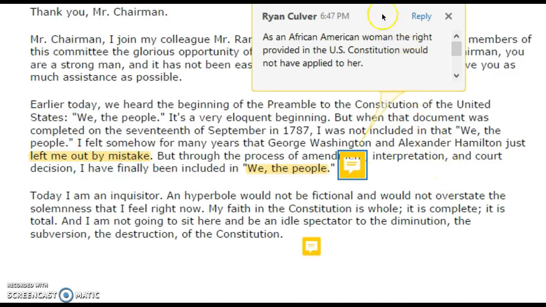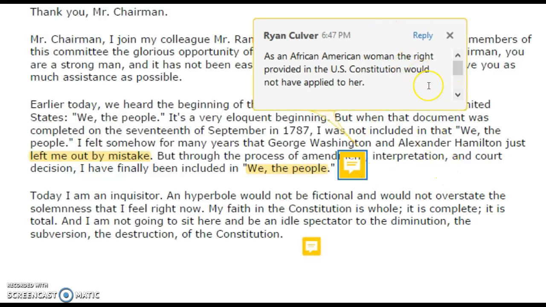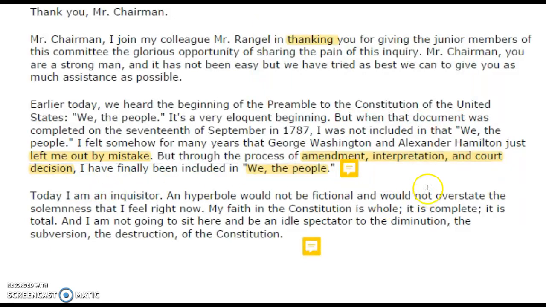And so maybe she is an African American woman. This is something that, even though back when the Constitution was originally written, the rights weren't really designed for her, she is the one, after many amendments, interpretations, and court decisions, who is on stage putting these rights to display in this moment.